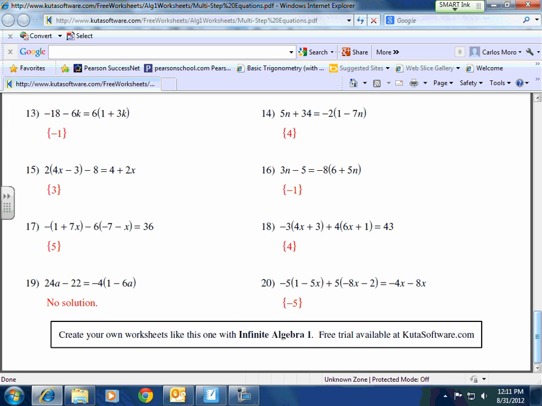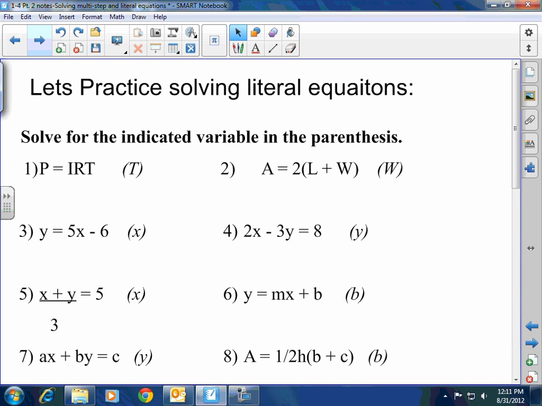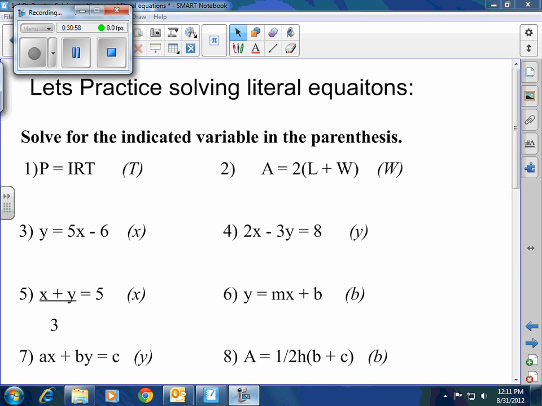All right. Now, we're done with multi-step examples. Now, let's practice solving literal equations. And I am sorry I misspelled that. Let me fix that real quick. Okay.